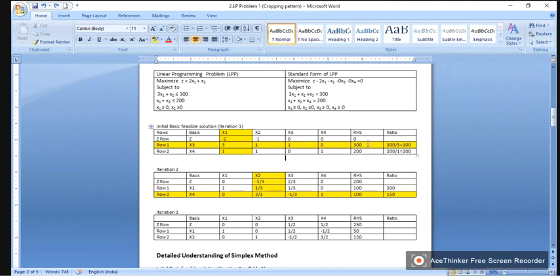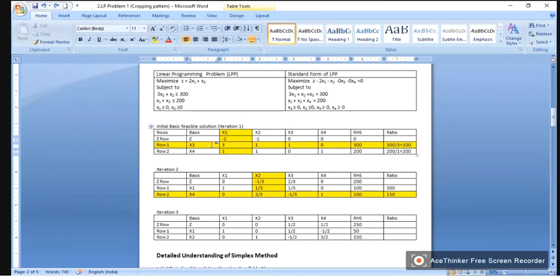So 300 divided by 3 is equal to 100. 200 divided by 1 is equal to 200. So which has got the least one? X3 has got the least value, and we say that x3 will leave and x1 will enter, right?